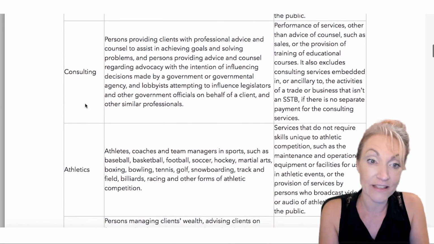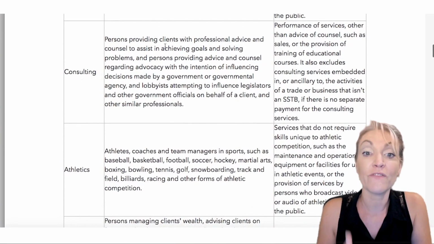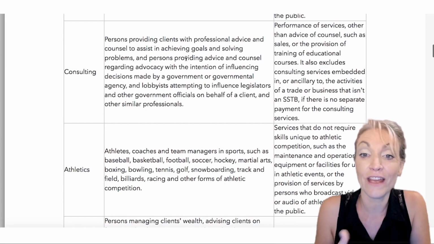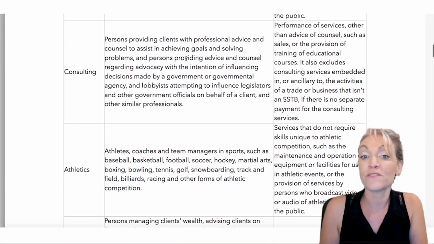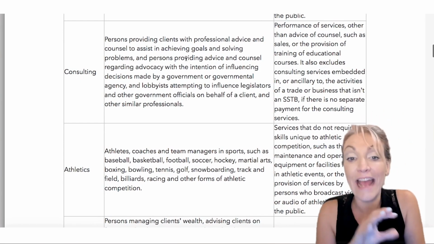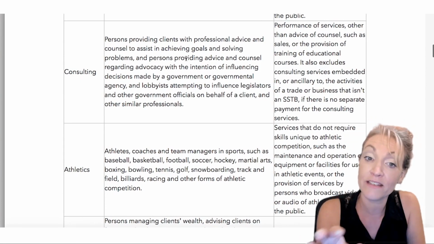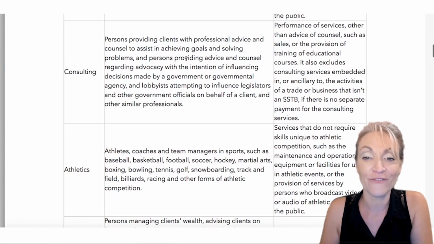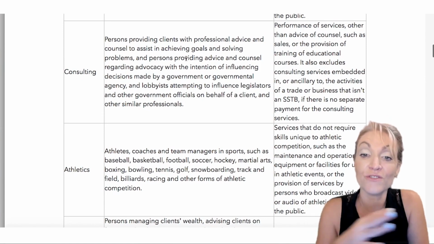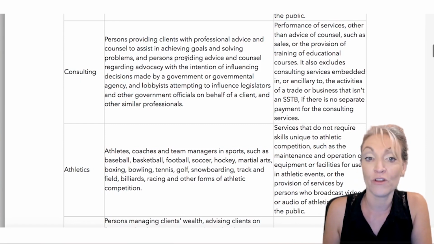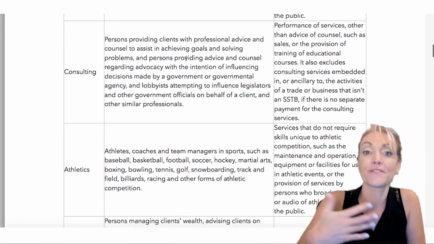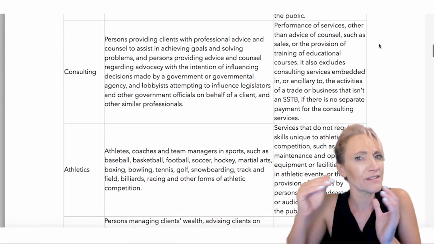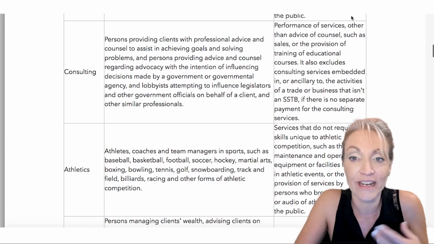Now, consulting is a huge area, right? Persons providing clients with professional advice and counsel to assist in achieving goals and solving problems, and persons providing advice and counsel regarding advocacy with the intention of influencing decisions made by government or governmental agency, and lobbyists attempting to influence legislators and other government officials on behalf of a client and other similar professionals. So this is lobbyists, consultants of any type, right? Providing people with professional advice. So what's not an SSTB in the consulting area?